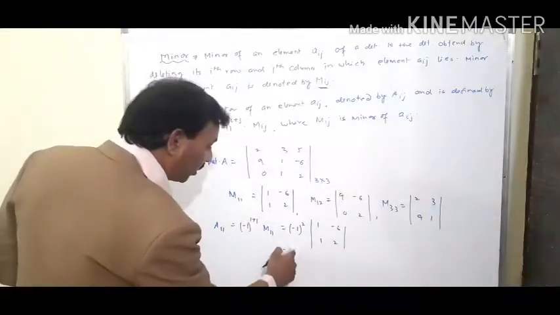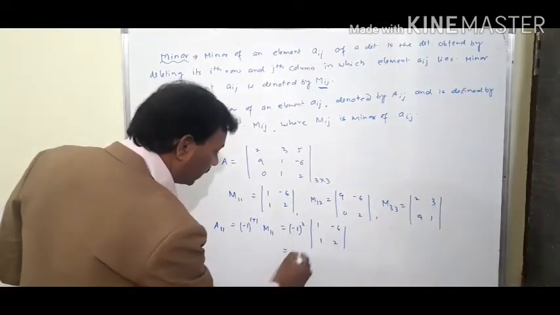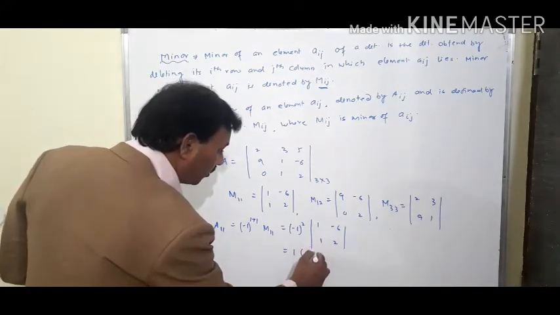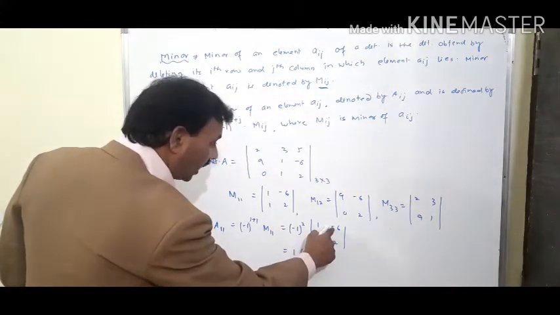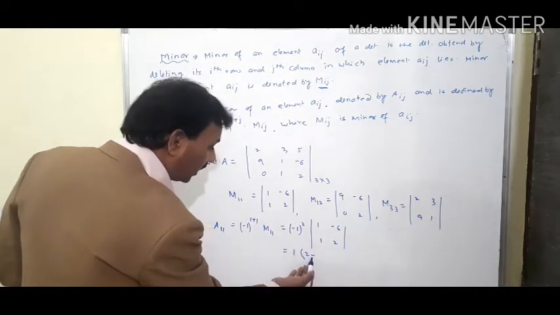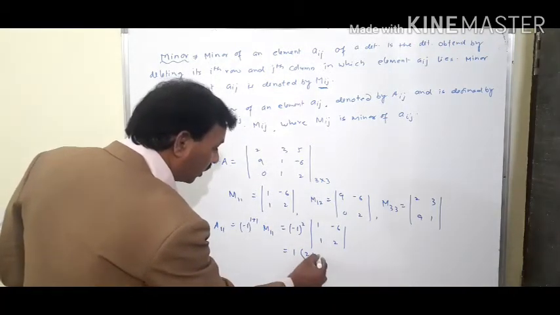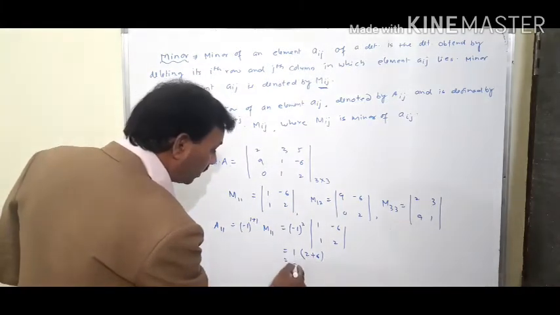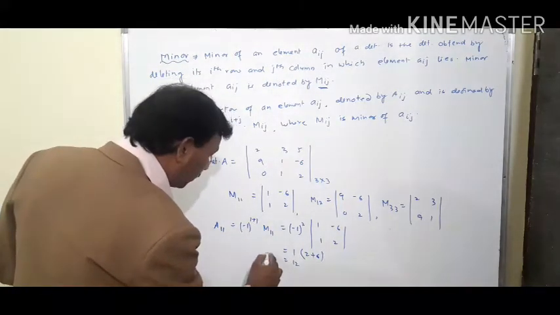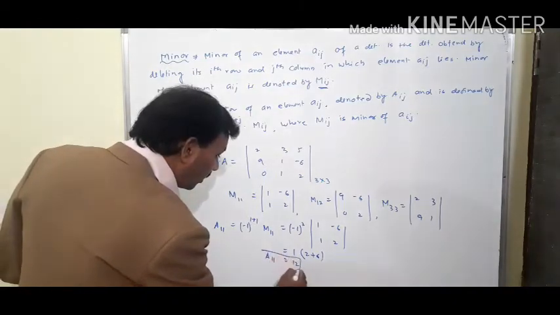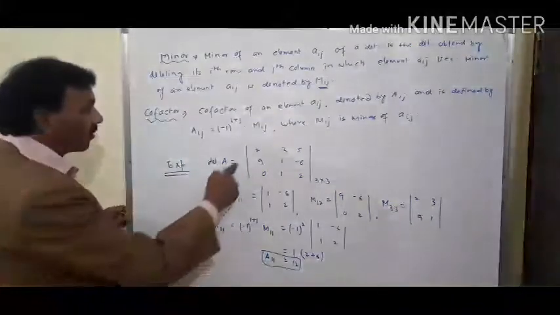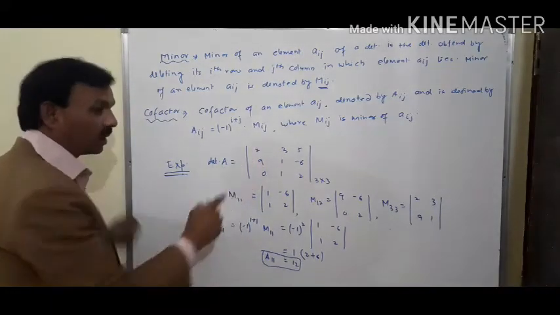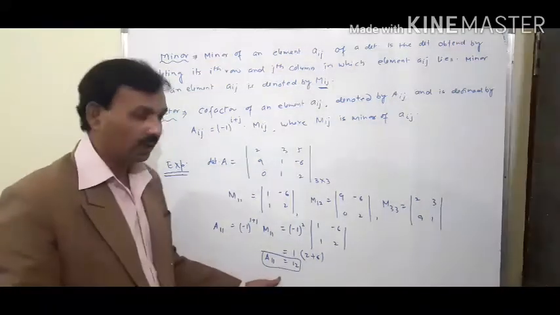The square of minus 1 is positive, and expanding, this will be 1 into 2, 2, minus 1 into minus 6, and since there is already a minus sign, this will change into positive. This will be 6 plus 2, 12... 12 into 1, 12. So the cofactor of the first element, that means the element of the first row and first column, will be 12.